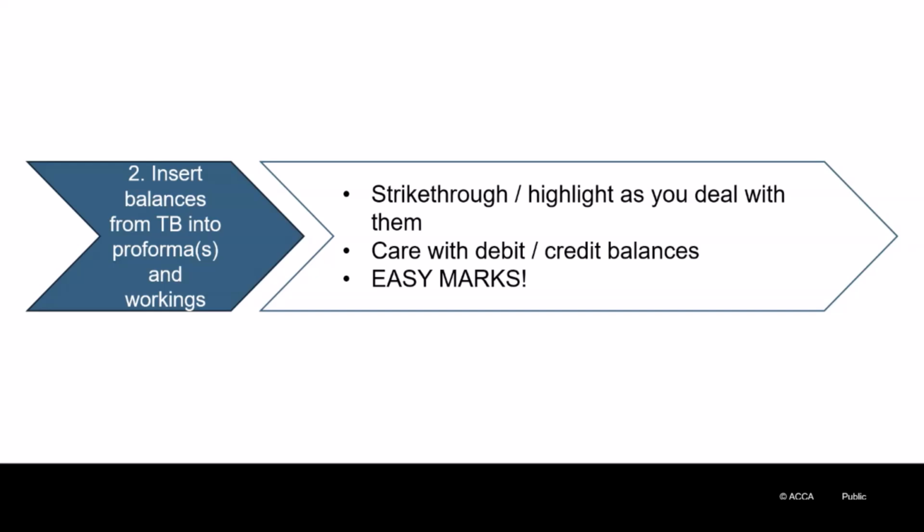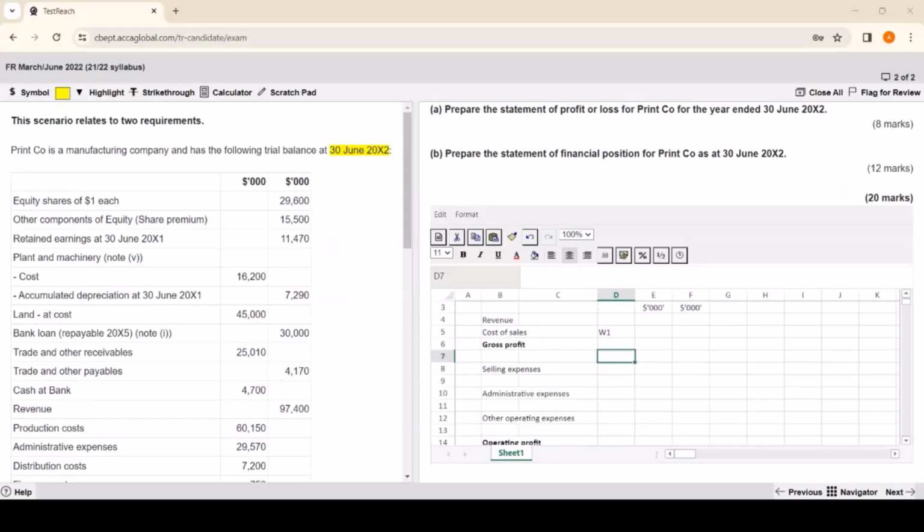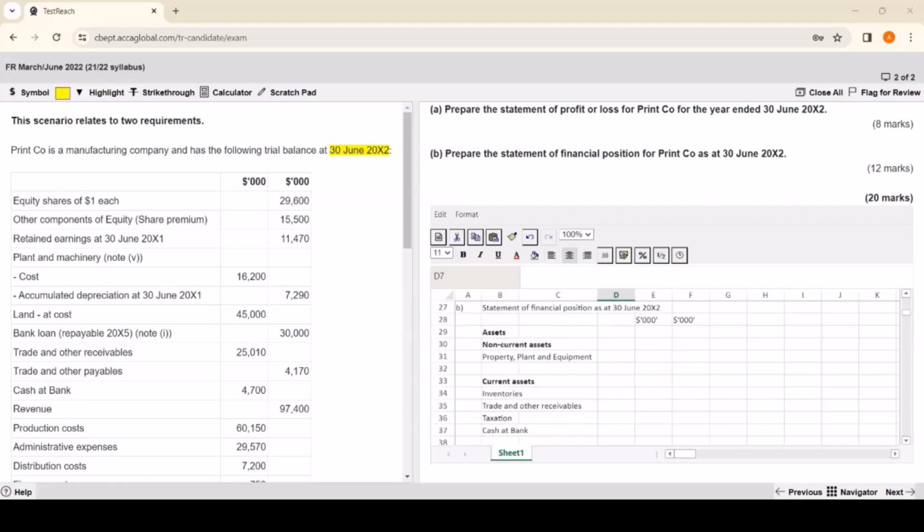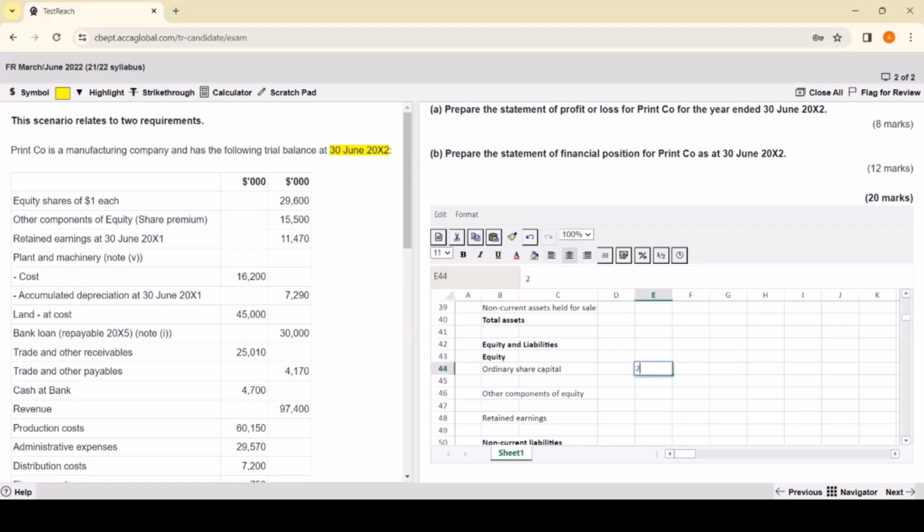Now I'll take you back to the practice platform to show you how I'm going to pick up the figures from the trial balance and place them in the financial statement. Here the figures that you have straightforward, you can pick them up and place them. We can start off in the sequence in which the items are given in the trial balance. So starting off with equity, we have the equity balance of ordinary share capital 29600. So this can come up, and when I use this figure, I can either highlight it or strike through it to make sure that I have already covered it.